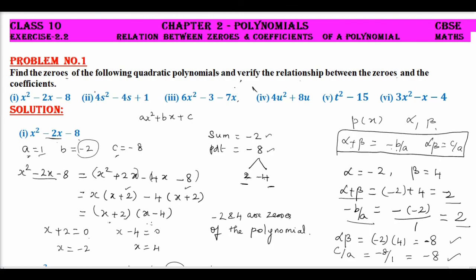This is how I have found the zeros of all the given quadratic polynomials using the splitting method, and I have also verified the relationship between the zeros and the coefficients. Hope you understood the problem.